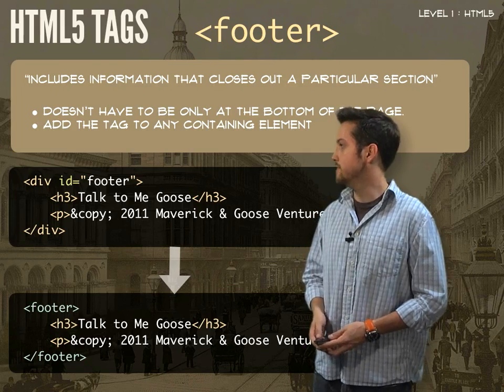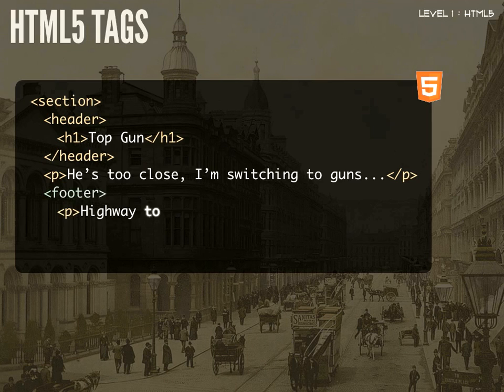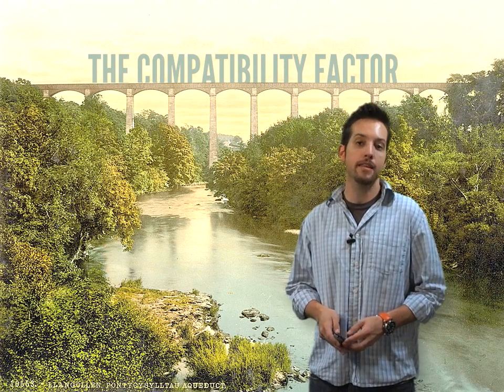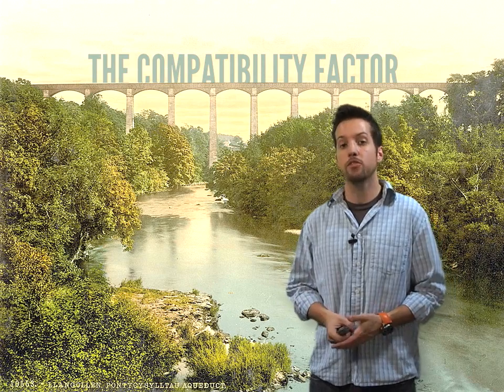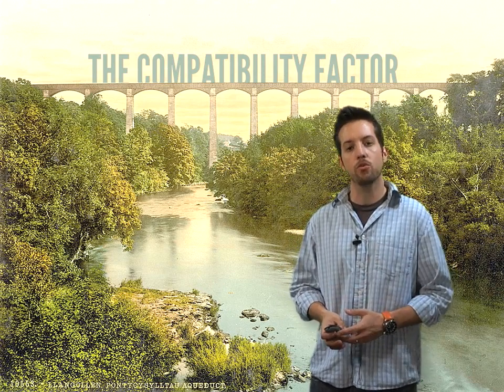So let's say that we have a section with a header, Top Gun, and we have our paragraph, He's Too Close, I'm Switching to Guns. We can add a footer to this section, Highway to the Danger Zone. Perfectly semantic markup, and it allows us to better organize our information on our page. So that's just a brief overview of some of the more widely used HTML5 tags. Now again, as I mentioned, this isn't an exhaustive list. We're actually going to be covering a couple of more tags as we go through the course.